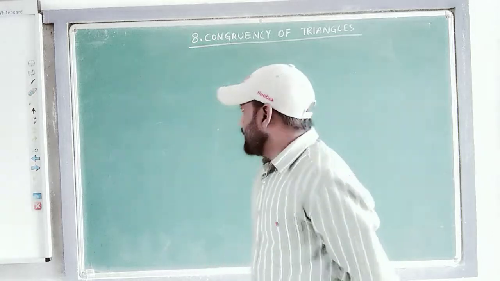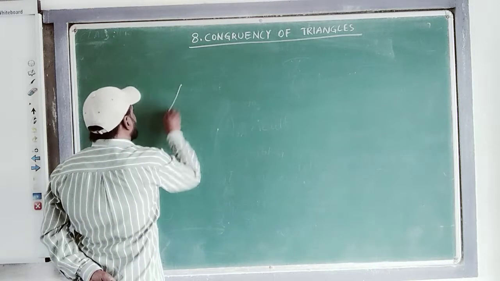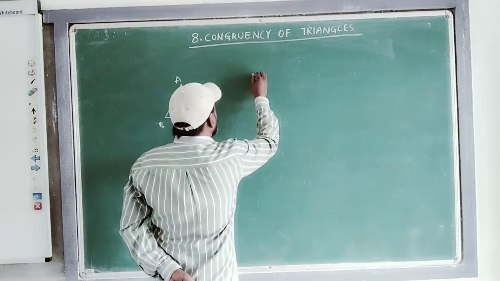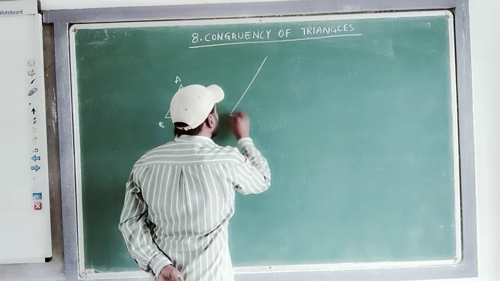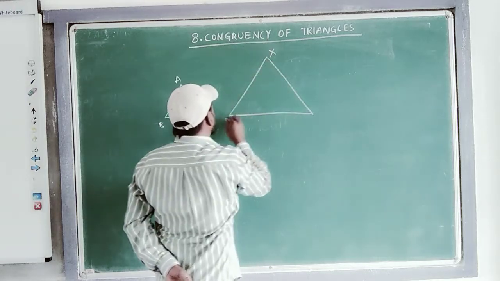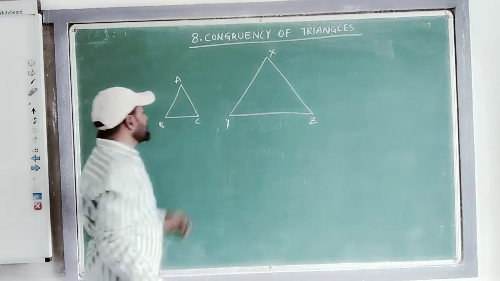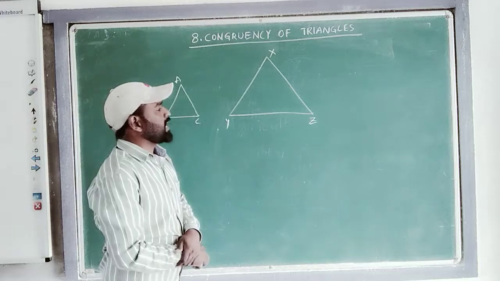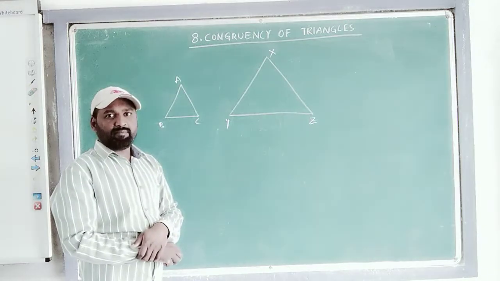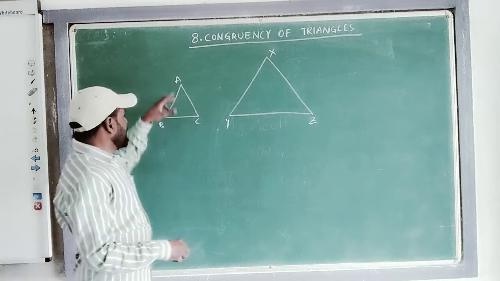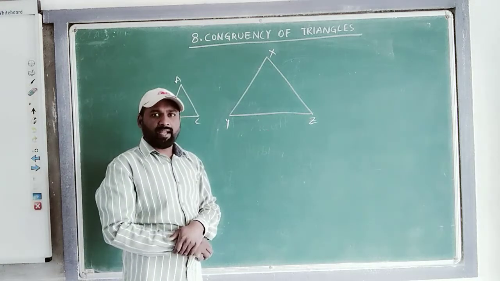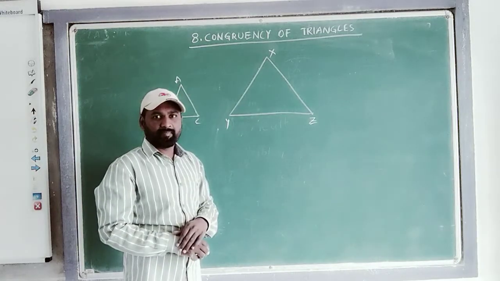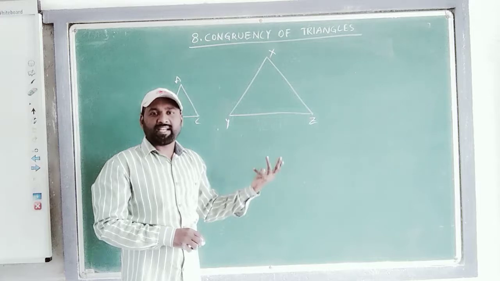For example, if I take a triangle like this, A, B, C, and another triangle I am drawing like this, X, Y, Z. As you can see, both are triangles only, but the ABC size and XYZ size are not the same. The shape is the same. ABC is also a triangle, XYZ is also a triangle, but both are not the same size. One is small, one is big.